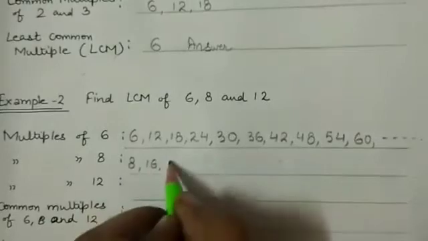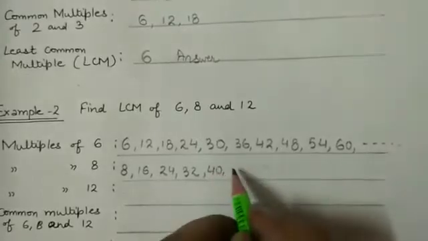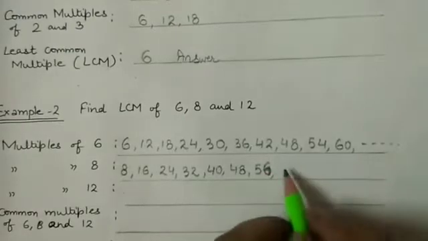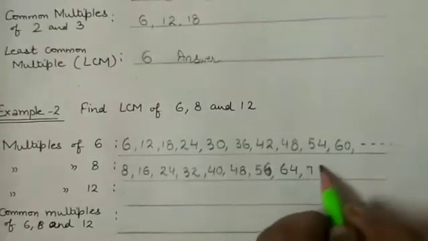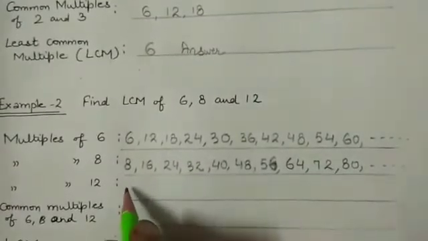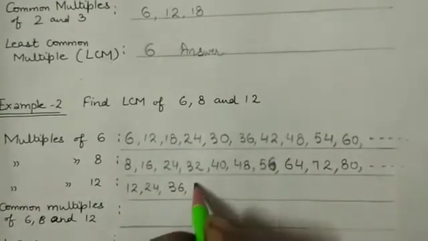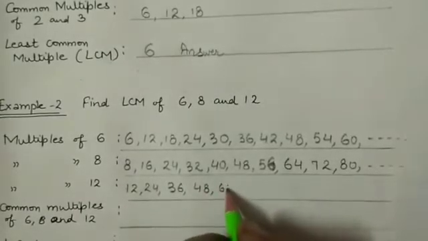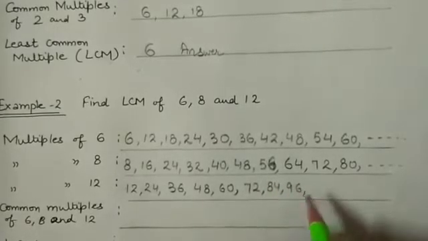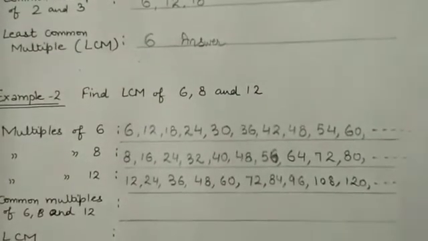8, 16, 24, 32, 40, 48, 56, 64, 72, 80. Then 12: 24, 36, 48, 60, 72, 84, 96, 108, 120 and so on.